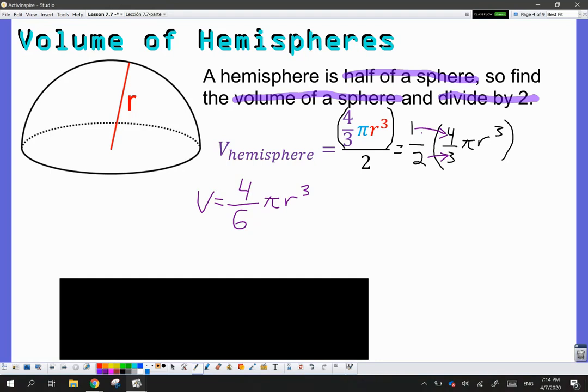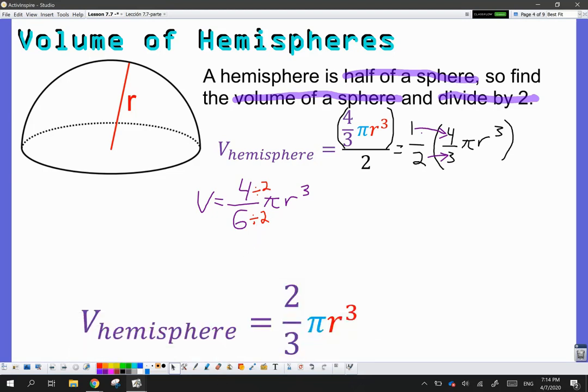Now, I can use this, but I can also simplify it further, and I'm going to do that. Because if I see 4 and 6, I know that I can reduce this fraction. If I find the greatest common factor between them, which is 2, then I know I can divide the top and the bottom by 2, and that'll give me the reduced fraction. 4 divided by 2 becomes 2, 6 divided by 2 becomes 3. Therefore, our new formula for the volume of a hemisphere is 2/3 times pi times radius cubed.